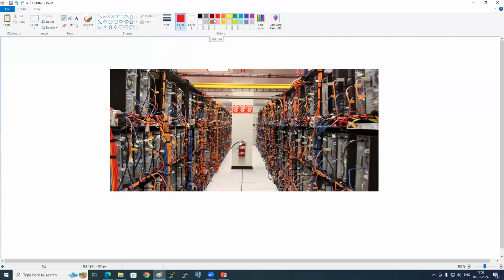How many people know this? You said server room. Correct. So this is a server room, or in other words, we call it a data center. Next question: how many of you have worked inside a data center?